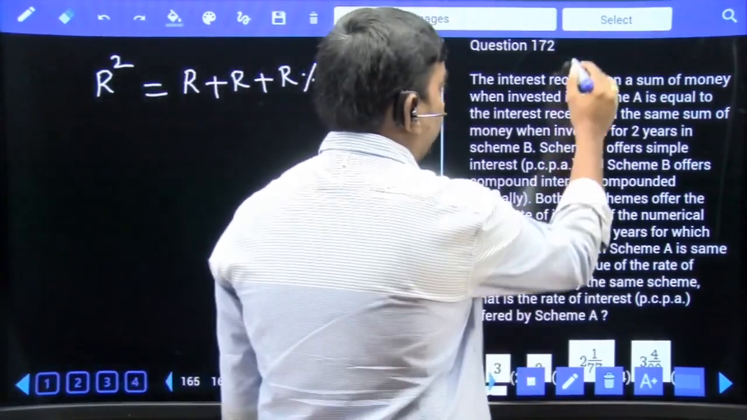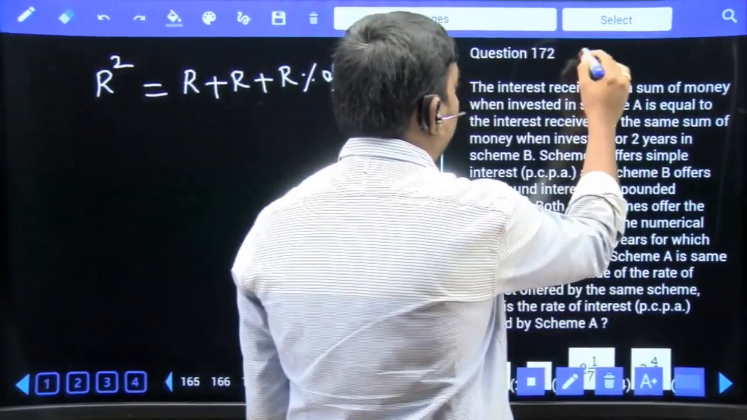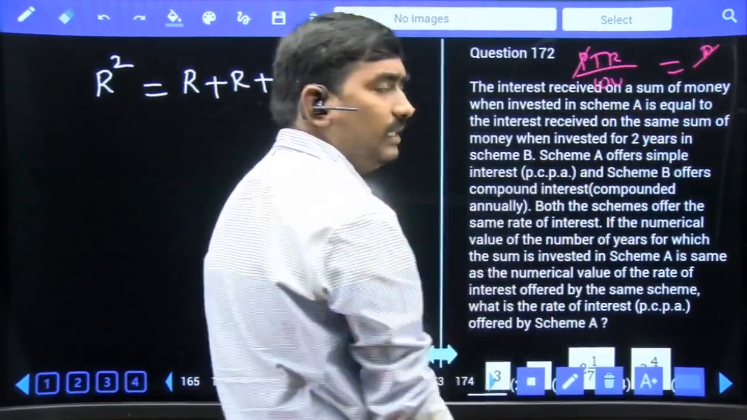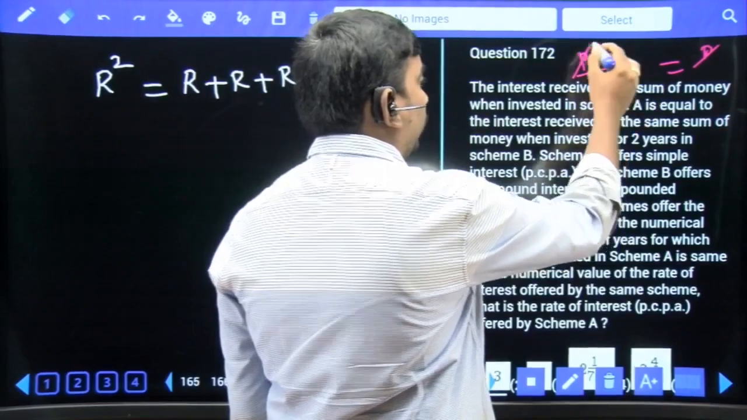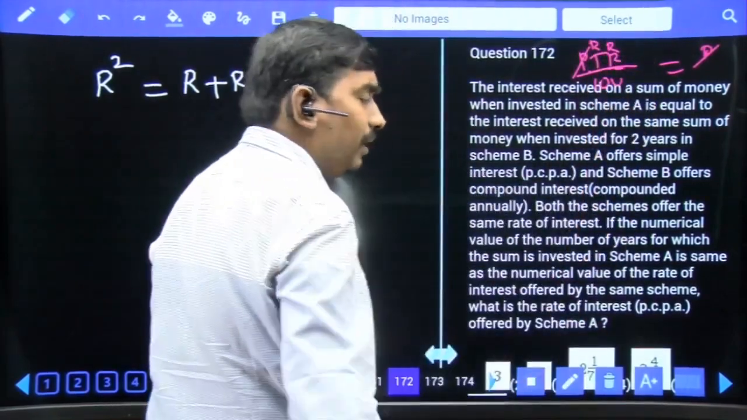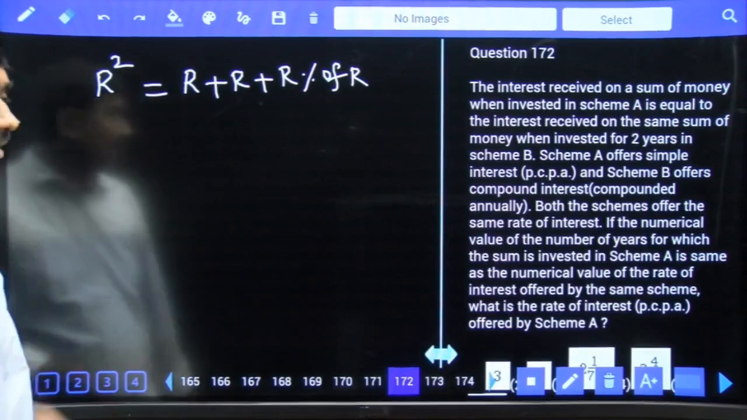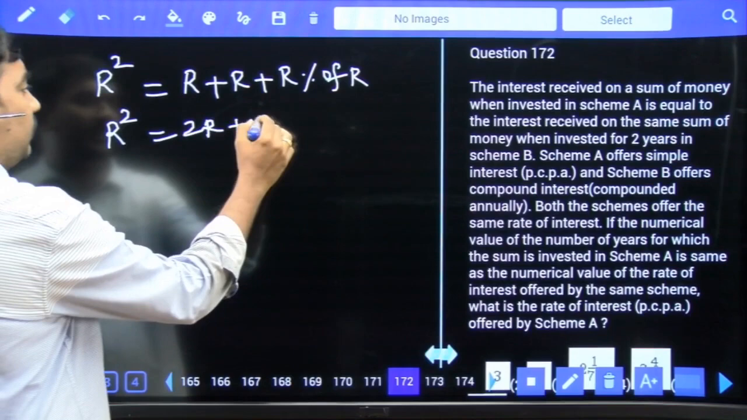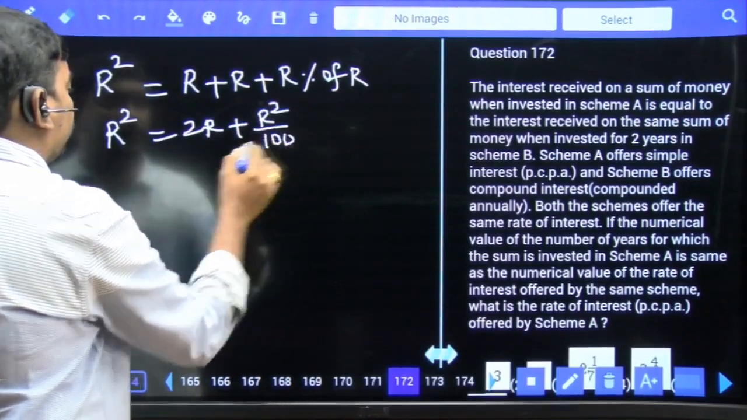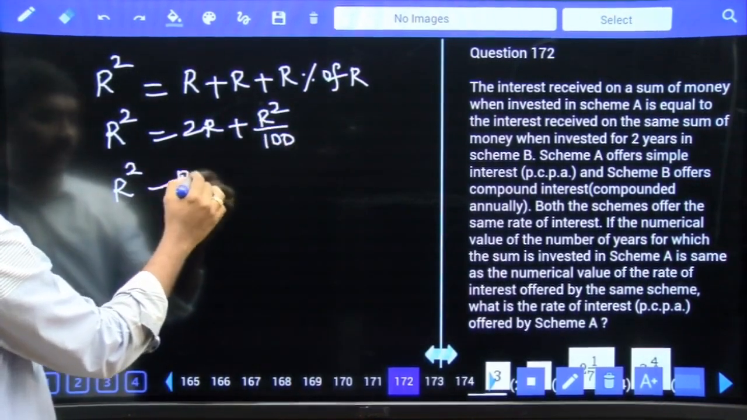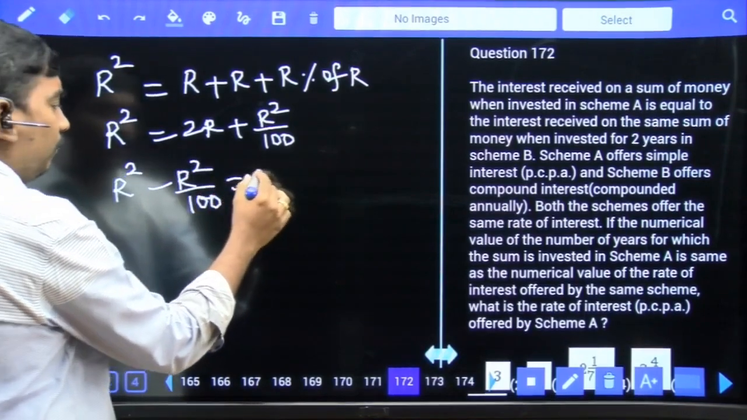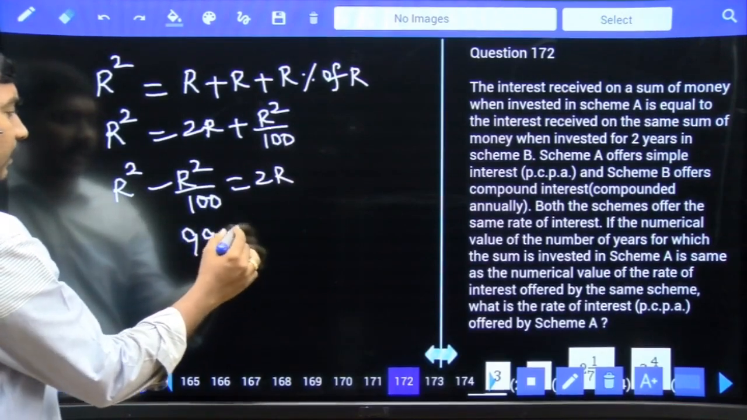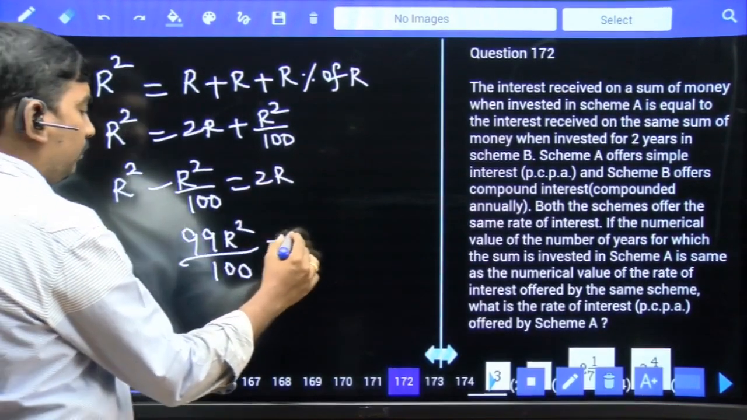See, in simple interest it is PTR by 100. In both cases the principal is the same, so P will get cancelled. The time period and rate of interest are both equal, so in place of T we put R, and R into R means R square. That is the simple interest. Compound interest is 2R plus R square by 100. So R square is equal to 2R plus R square by 100. R square minus R square by 100 is equal to 2R. 100 R square minus R square means 99 R square by 100 is equal to 2R.